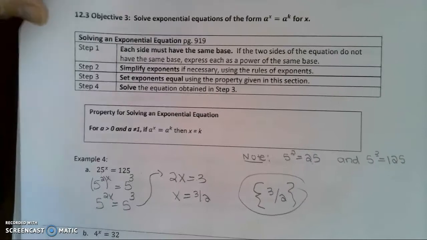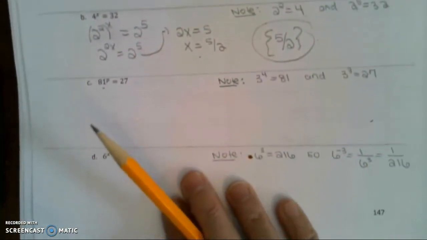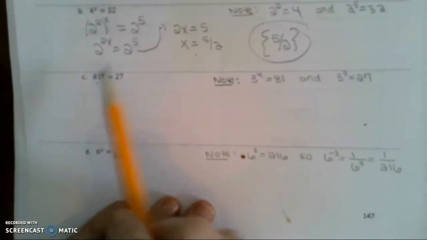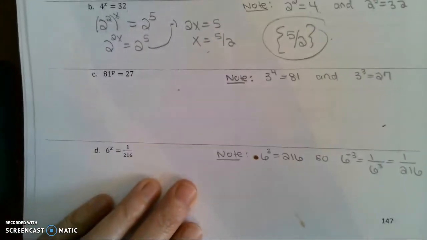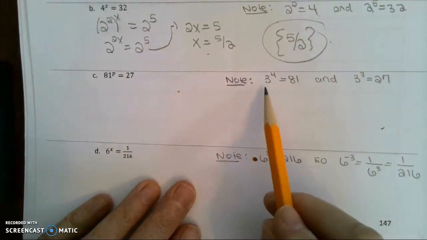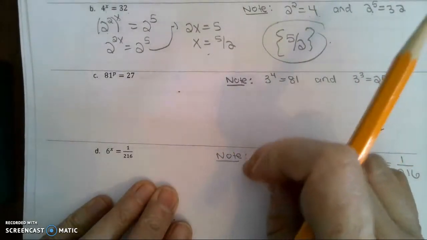Okay, so we're going to go down to C because we've done the other two in the previous video. So 81 and 27. Okay, they're both 3 raised up to a power.